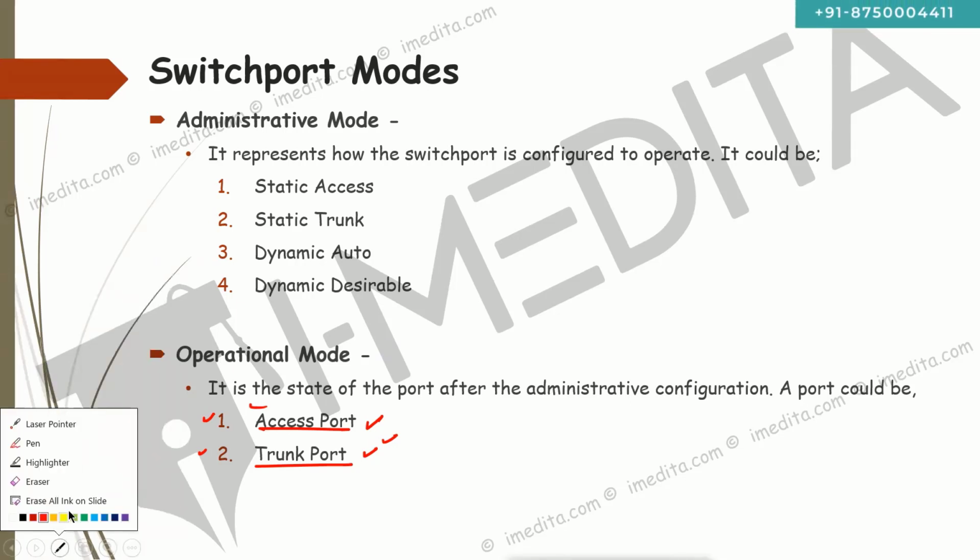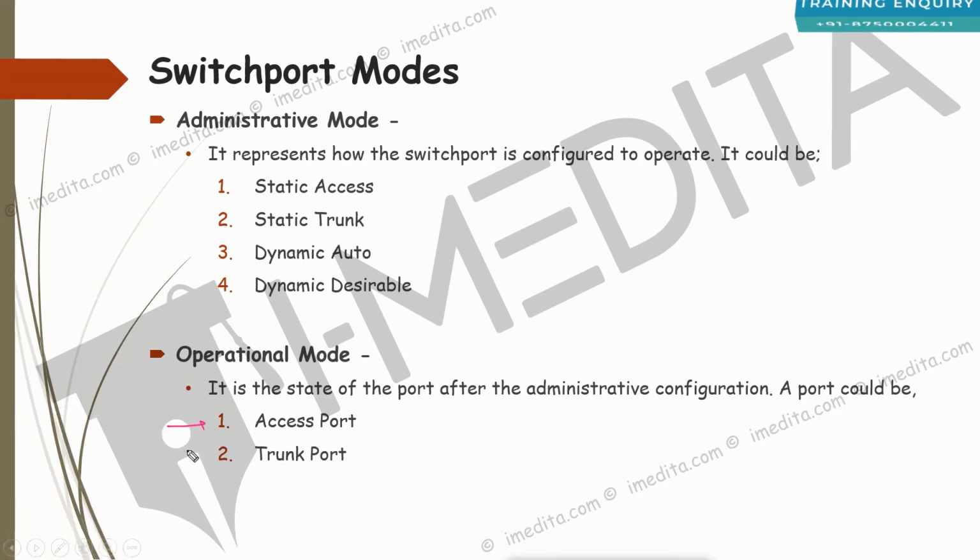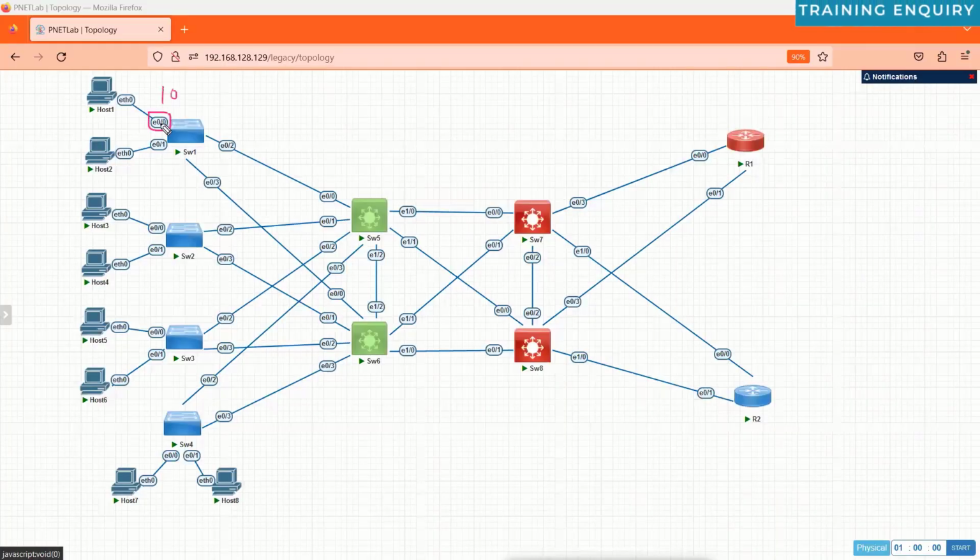Either the port will operate as the access port or the port will operate as a trunk port, and that is defined under the administrative mode. So remember, when we configured this port in this topology in VLAN 10, VLAN 20, we actually still did not disable the DTP.